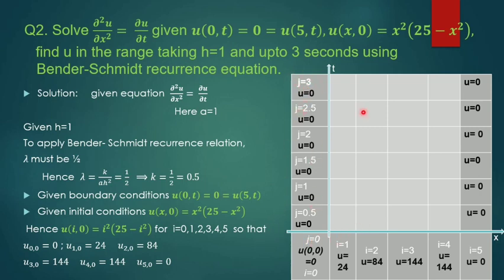So now our aim is to find the value of u at these interior mesh points. And the boundary conditions at both endpoints are 0. So the u value is here also 0, here also 0, along this line also 0.